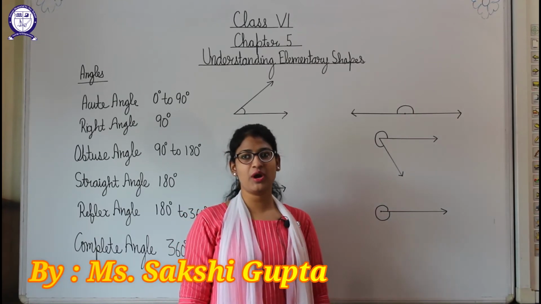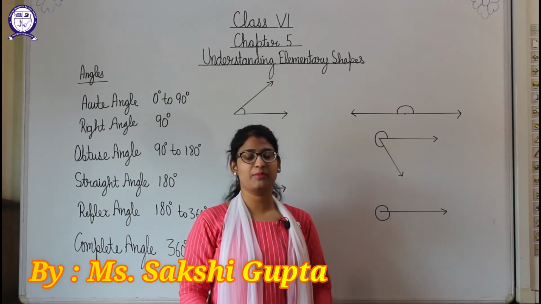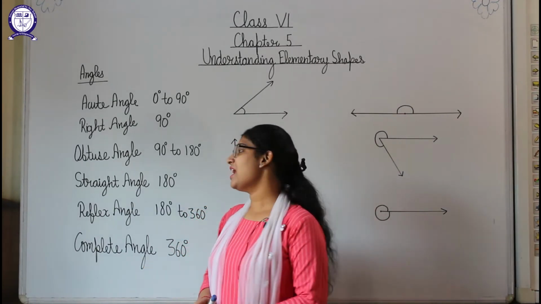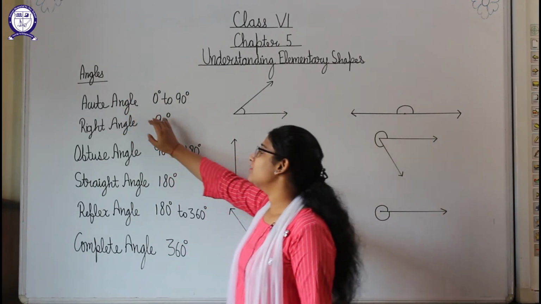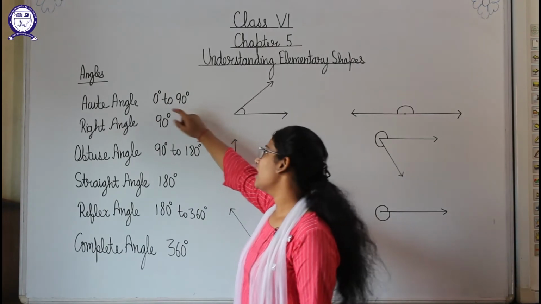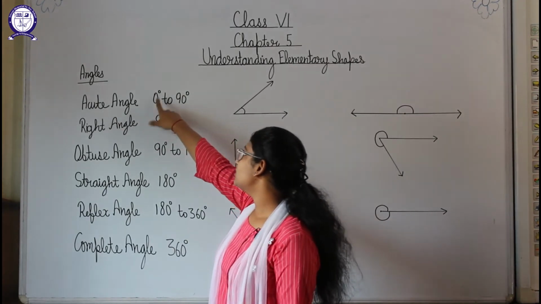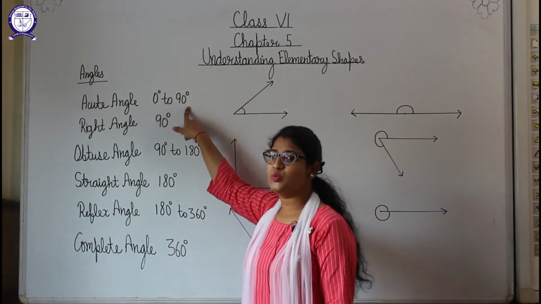Today we will continue our chapter 5, that is understanding elementary shapes. So today our topic is angles. First of all is acute angle. What are acute angles, students? Angles from 0 degree to 90 degree are acute angles.